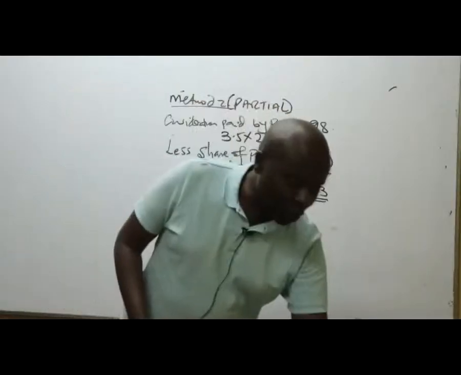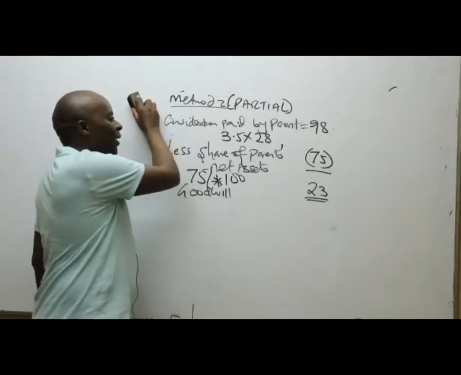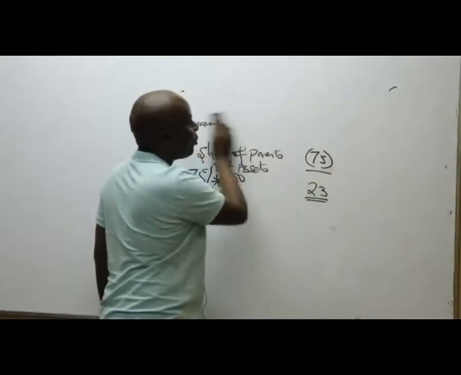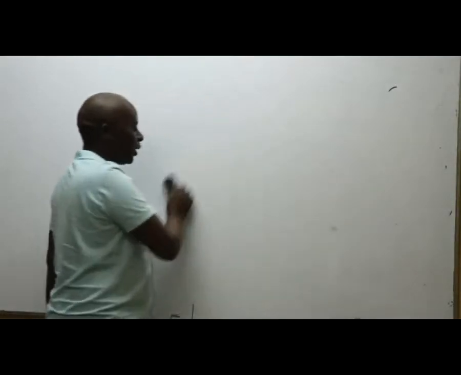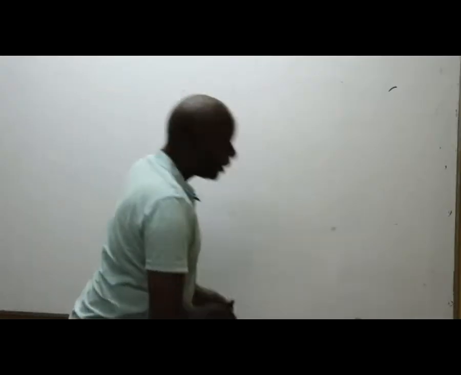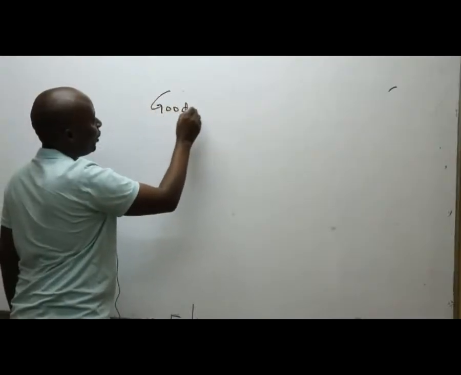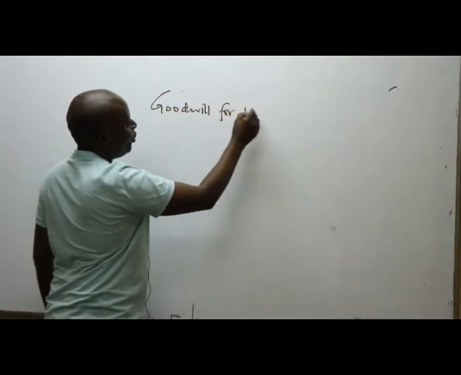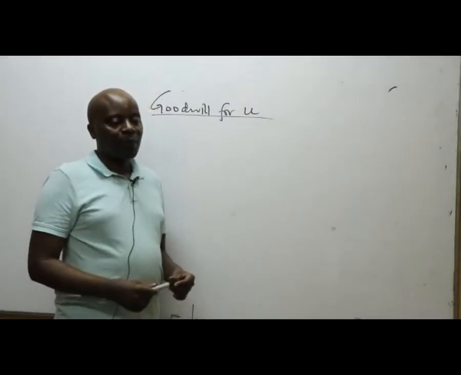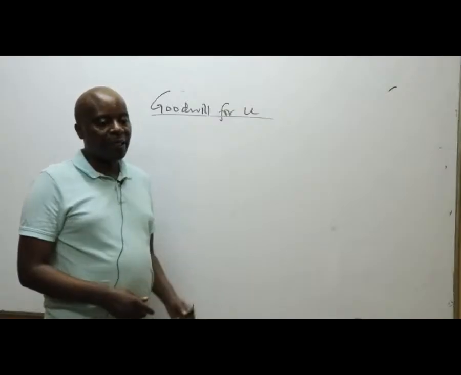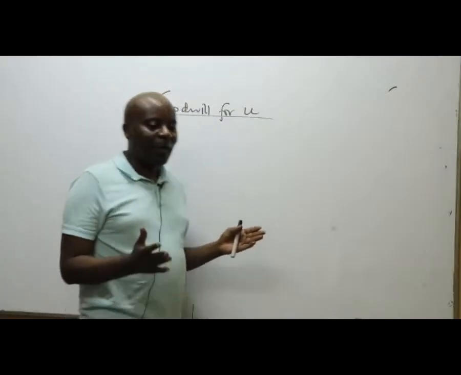Thank you very much. So please, let's go straight away to the other company. Let's compute goodwill of the other company. In this case, we are computing goodwill for U. Where is company U based? It's a Ugandan firm.